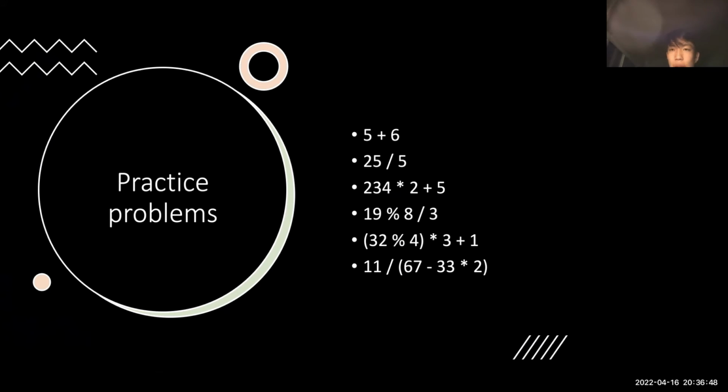Does anyone know? Okay, first question is pretty easy. 5 plus 6, it's 11. And then the second one, 25 divided by 5, that's equal to 5. Does anyone want to type out the answer for the third one? Yeah, it's 473.